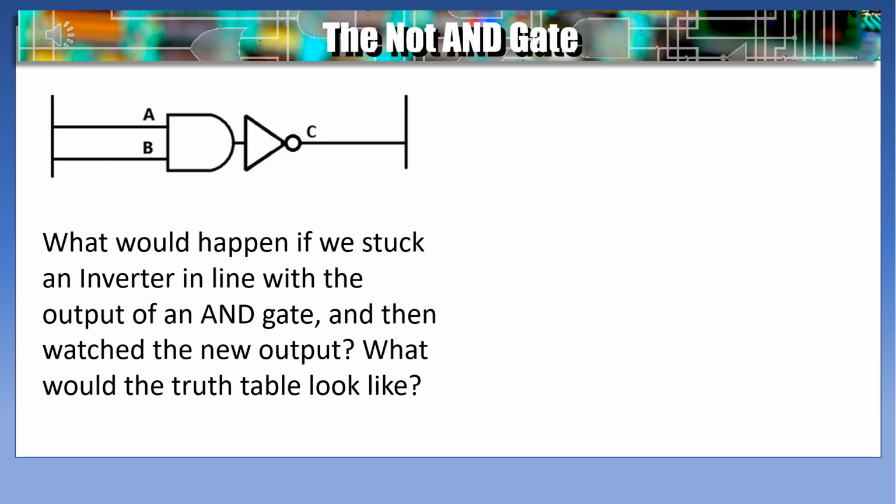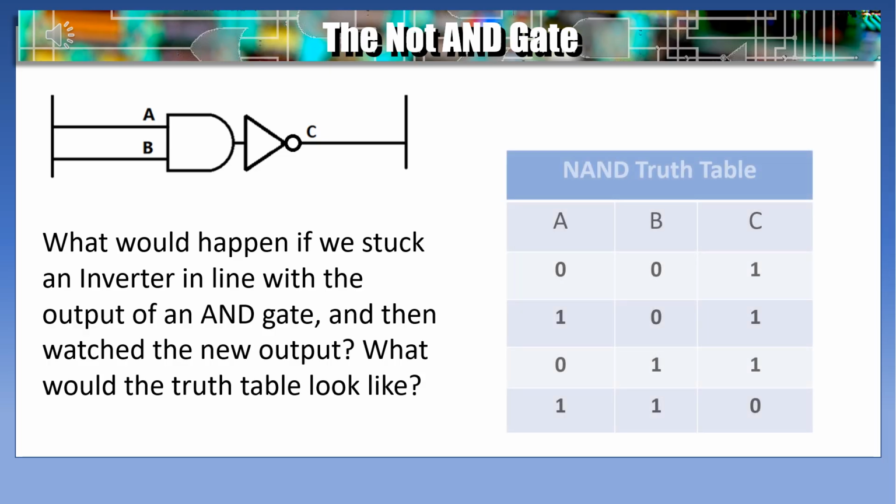What would happen if we took an inverter and stuck it in line with the output of an AND gate, and then watched the new output? What would the truth table look like? Well, when you put an inverter in front of an AND gate, it becomes a not AND gate, or simply a NAND gate. And here is its truth table. When we look at it, we can see that it's the AND gate inverted.